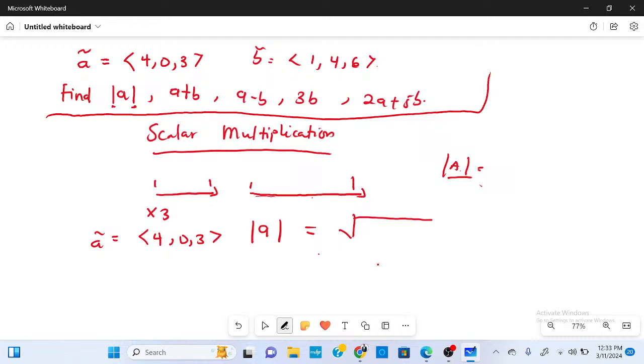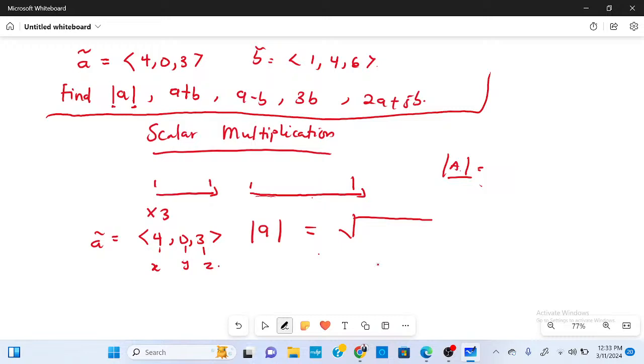the square root of the sum of the squares of each component of our vector. Take note, whenever you have a vector in this component form, the first one represents the x part, the second represents the y part, and the third represents the z part.